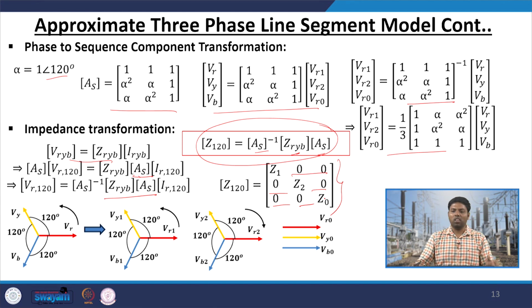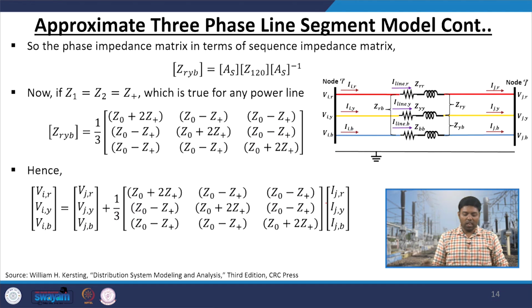Balanced means you are already getting a single phase one, but if it is unbalanced and you go to the sequence component level, you can see that the sequence component impedance matrix does not have any off diagonal elements. You have only the diagonal elements, and those diagonal elements make each and every component separate from each other. So, we will put that value in our equations. Normally, we know that for overhead power lines the positive and negative sequence impedances are equal, let us call that Z plus, and your zero sequence impedance is Z 0.